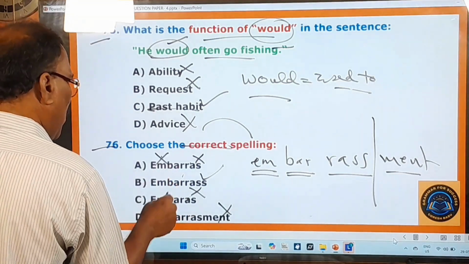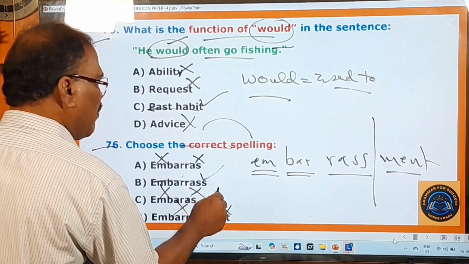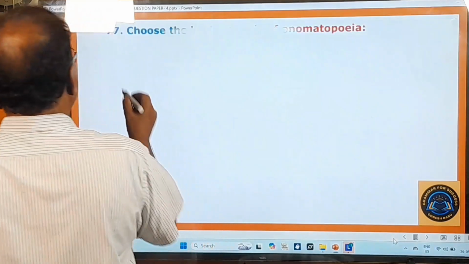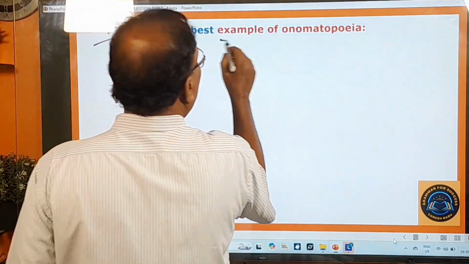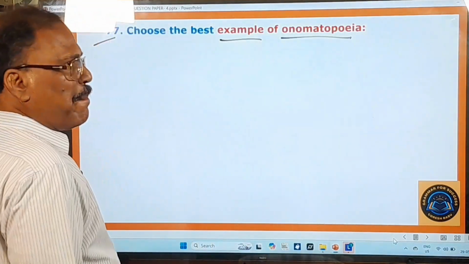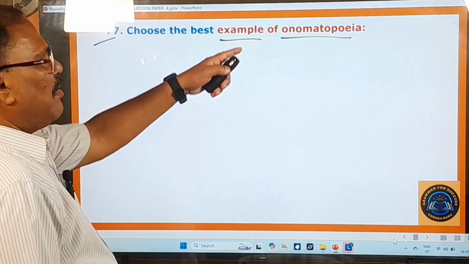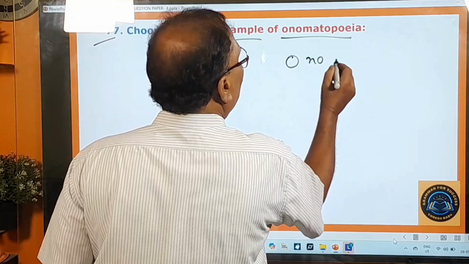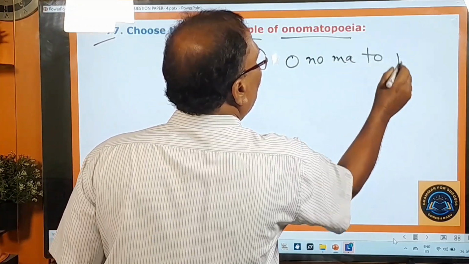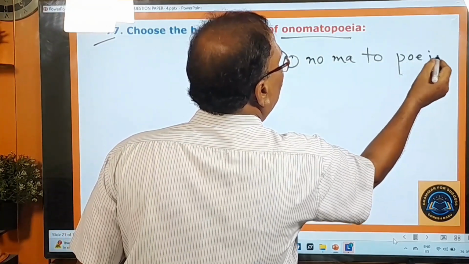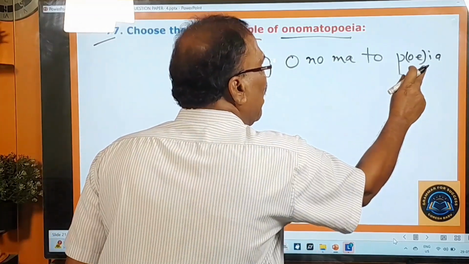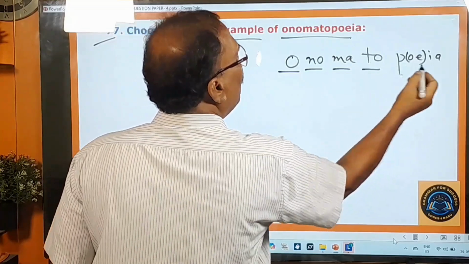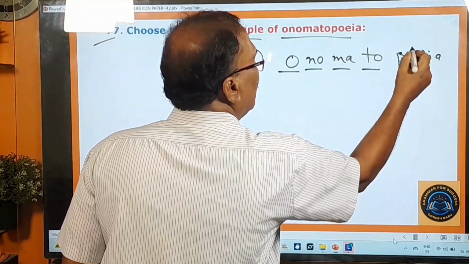So this first one is wrong, third one is wrong, fourth one is wrong, only the second one is the right one. Now you move on to other questions. 77th question. Choose the best example of onomatopoeia. What is that? Onomatopoeia. Here O and E are silent.